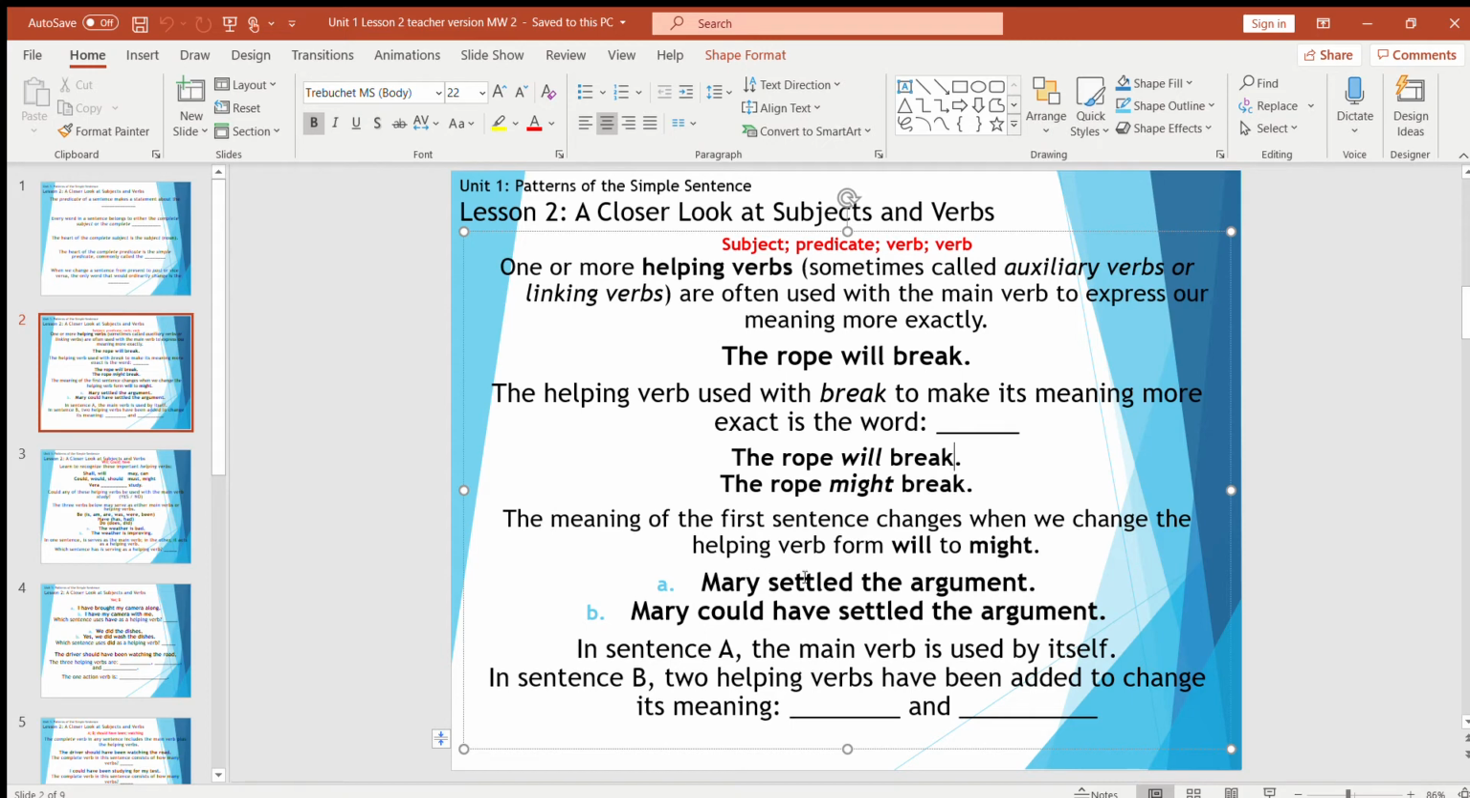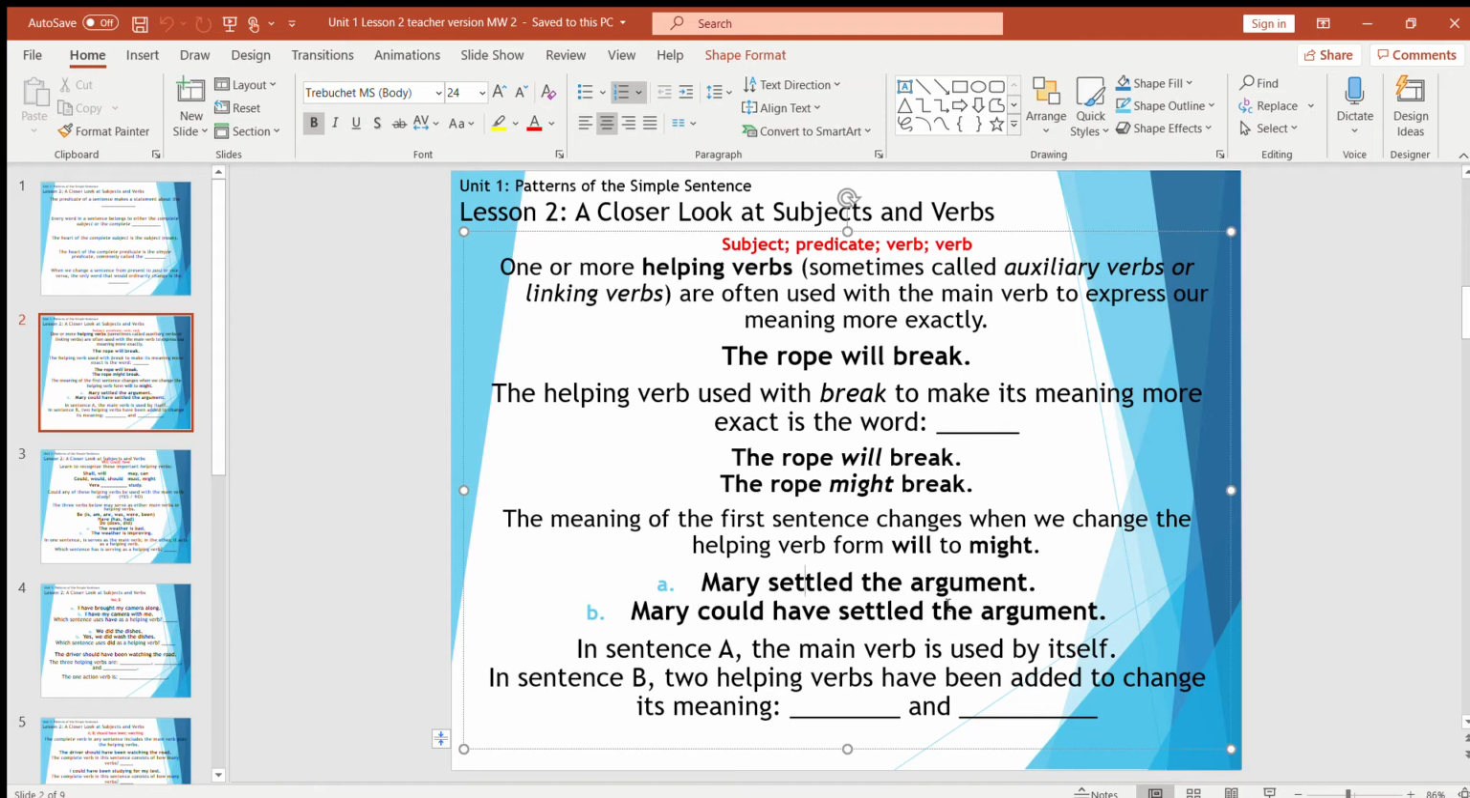So if Mary settled the argument versus Mary could have settled the argument. In sentence A, the main verb is being used by itself. What is that verb? Settle. Who is settling it? Mary. She is settling the argument. But in B, we have two helping verbs that help twist the meaning a little bit. It helps change it. So in A, she definitely 100% settled the argument, but in B, Mary could have settled the argument, but it sounds like she didn't actually do that.